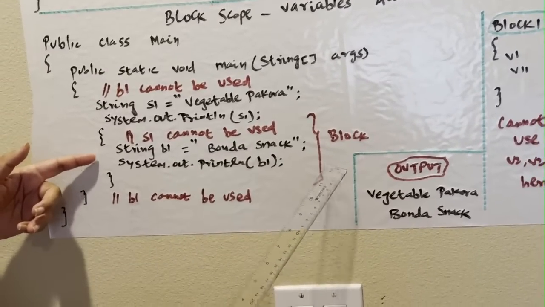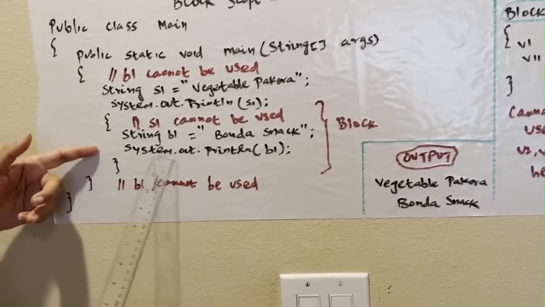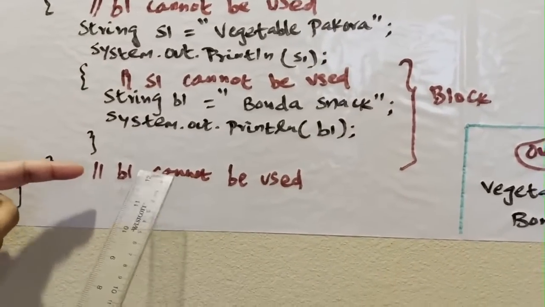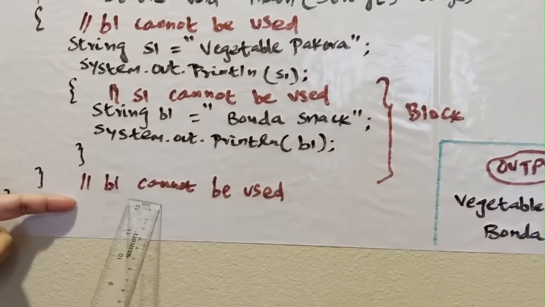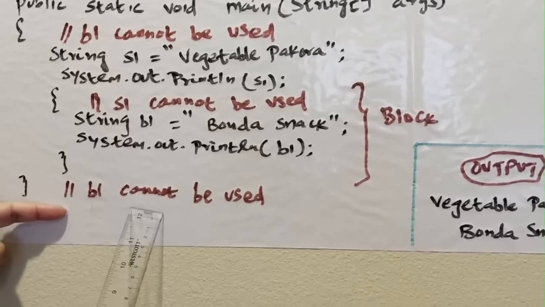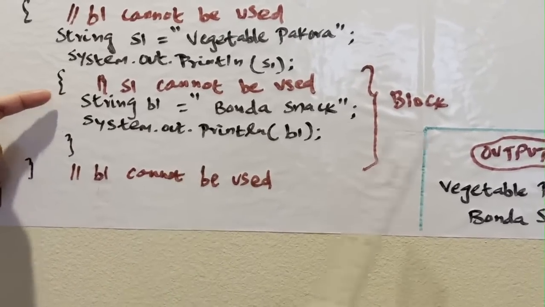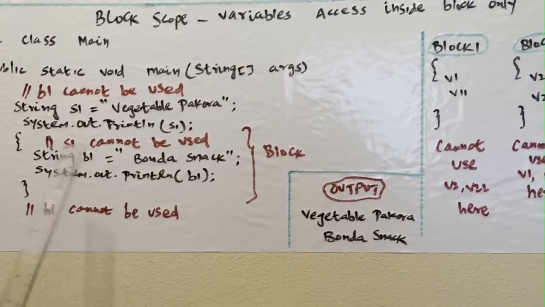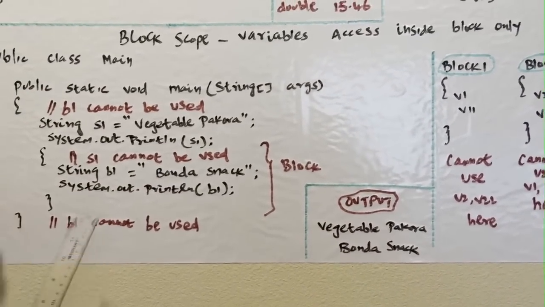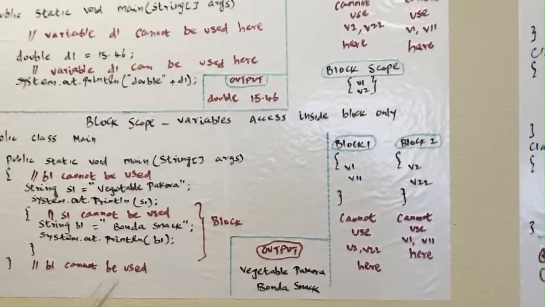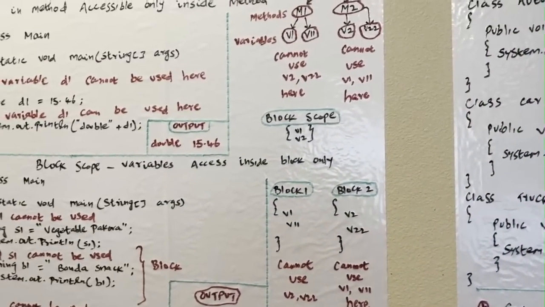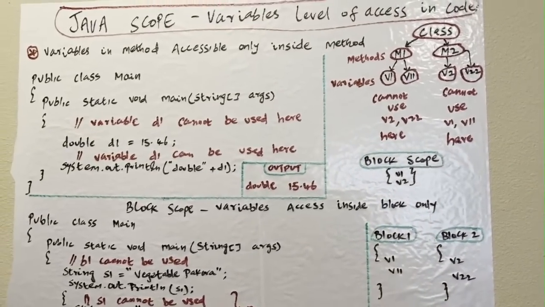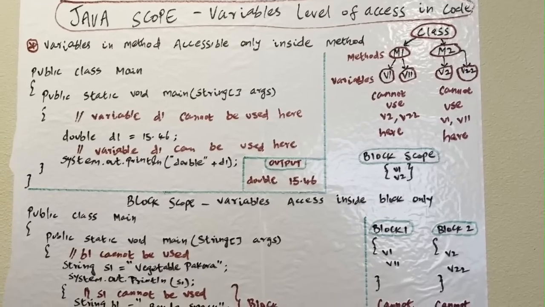This is another block. This is the main block, sub block. System.out, I am trying to print b1. What will happen? This vegetable pakora is not accessible here. No vegetable pakora here. Bonda is here. So the output will be, the first thing will print vegetable pakora and then bonda snack. That's the access of the variables. So in this video I talked about how variables can be defined, where they can be used. Please watch my previous video about inheritance, how a subclass can inherit attributes and methods from a superclass.